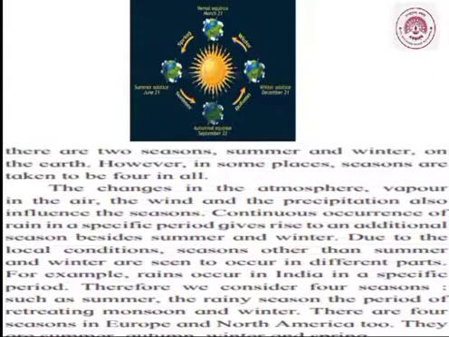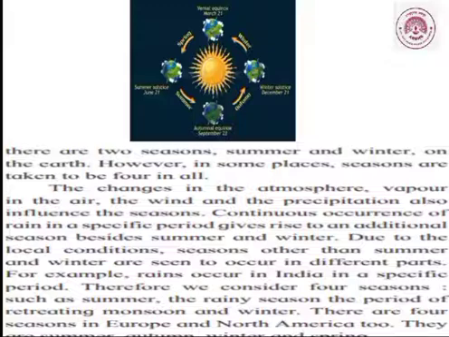There are 2 seasons, summer and winter, on the earth. However, in some places, seasons are taken to be 4 in all. The changes in the atmosphere, vapor in the air, the wind and the precipitation also influence the seasons. Now here they have given you all the things which cause seasons, by which the seasons are influenced. Continuous occurrence of rain in a specific period gives rise to an additional season besides summer and winter.